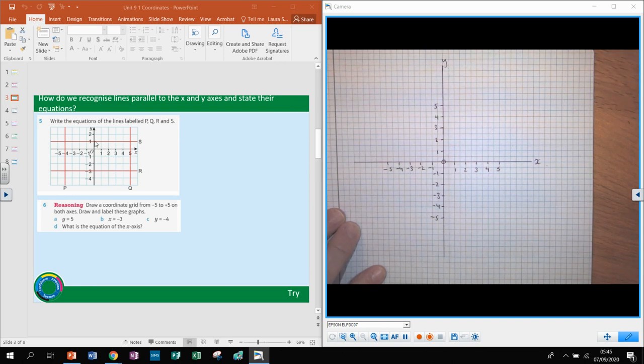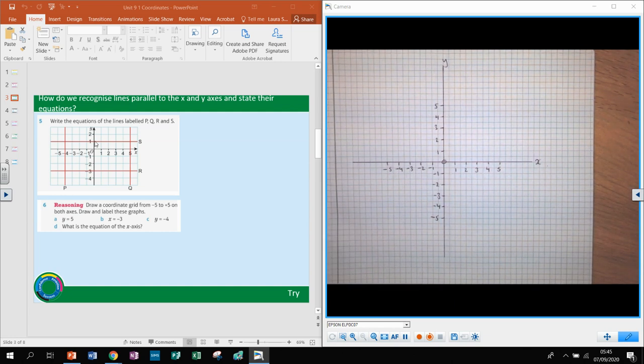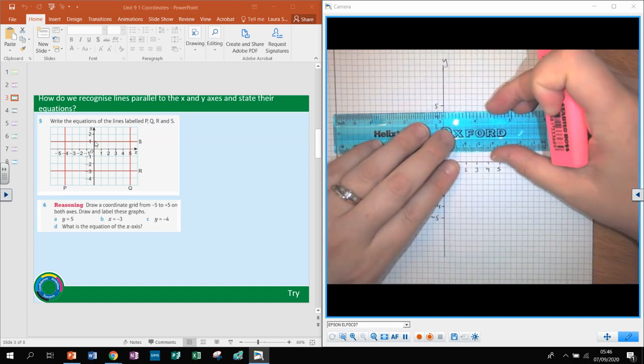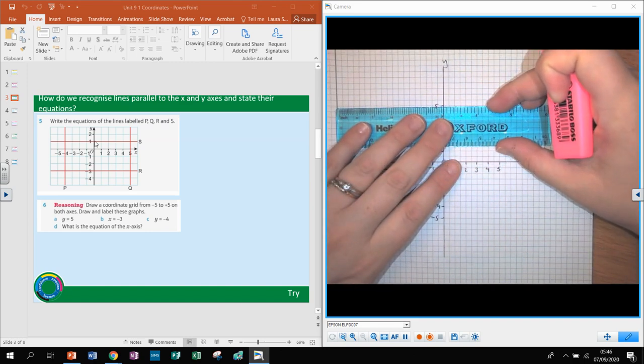It then says to draw and label these graphs. Okay, I'm going to use a slightly different color for you. In fact, I'm going to use a highlighter because it'll be easier for you to see. Okay, you guys would use a pencil, obviously, because it's a diagram. Right, and I want part A, which is y equals 5. Okay, so we're on the y-axis. We need to find 5, which is there, and then we can put in our line.